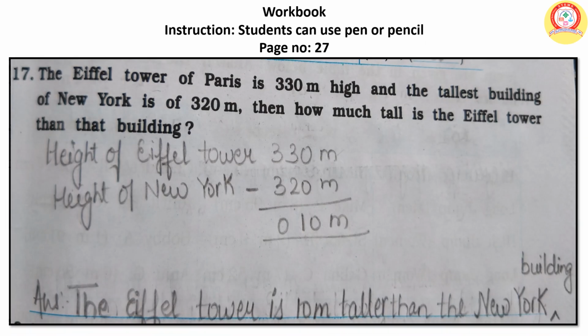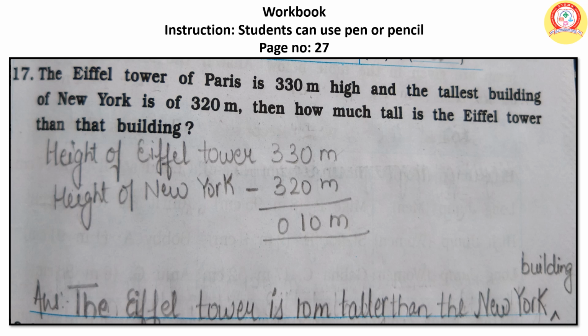Workbook, page number 27, question number 17. We will be doing this sum in workbook. Okay, in 17th question, the Eiffel Tower of Paris is 330 meter high and the tallest building of New York is of 320 meter. Then how much taller is the Eiffel Tower than that building? So children, height of the Eiffel Tower is 330 meter and the height of the New York building is 320 meter, right?